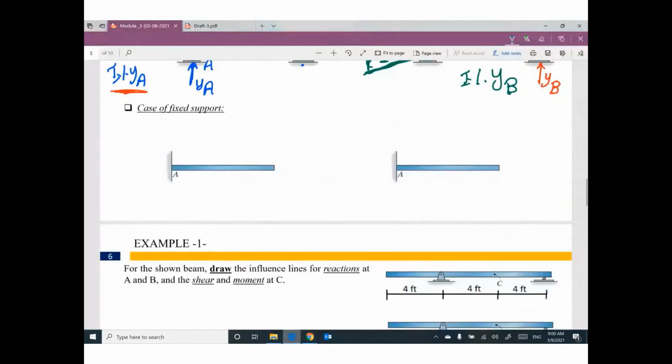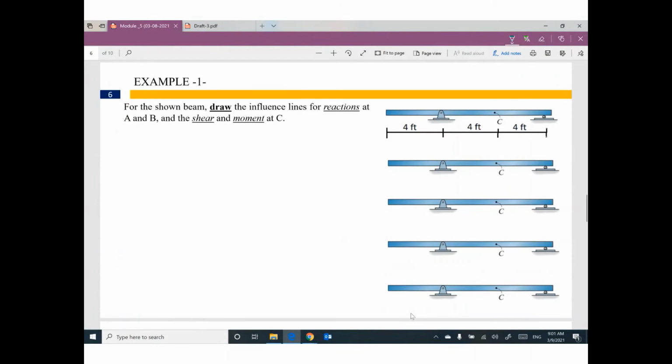Okay, I will skip this part, case of fixed support, to do this example. Your problem in the coming exam will be like this. It's not 100%, but something like this. We have a beam. This beam can be called A, B, and we have a point here called C. We need to draw influence lines for reactions at A and B.